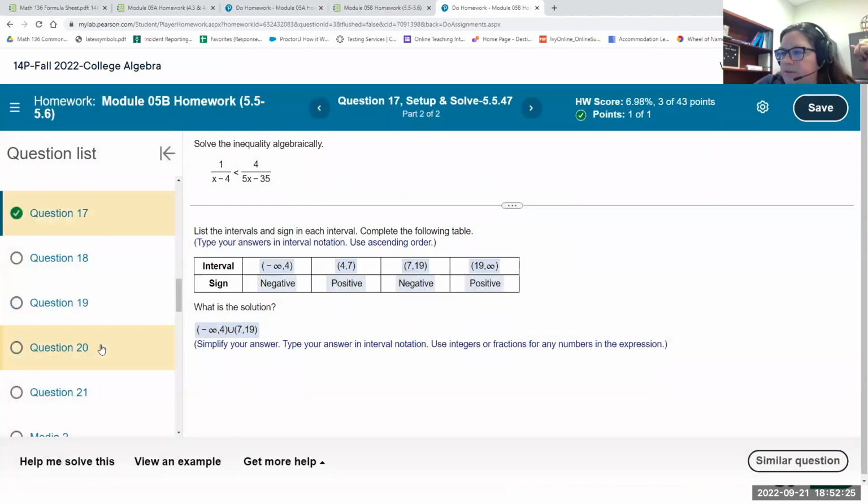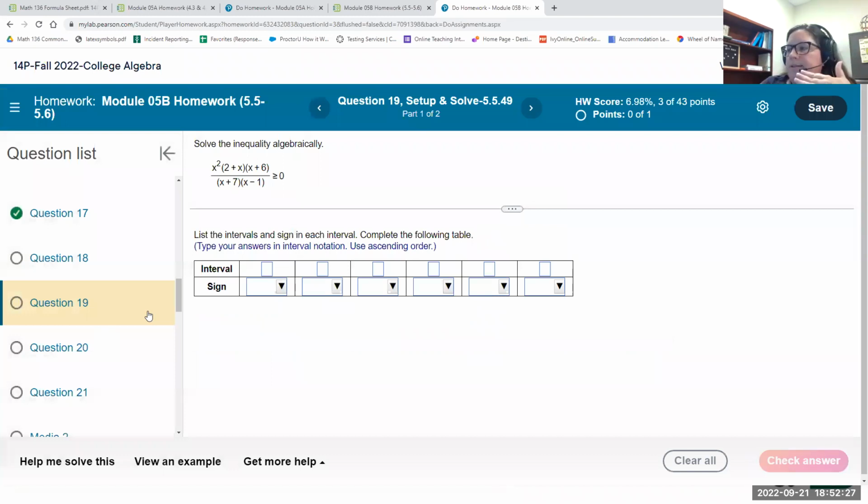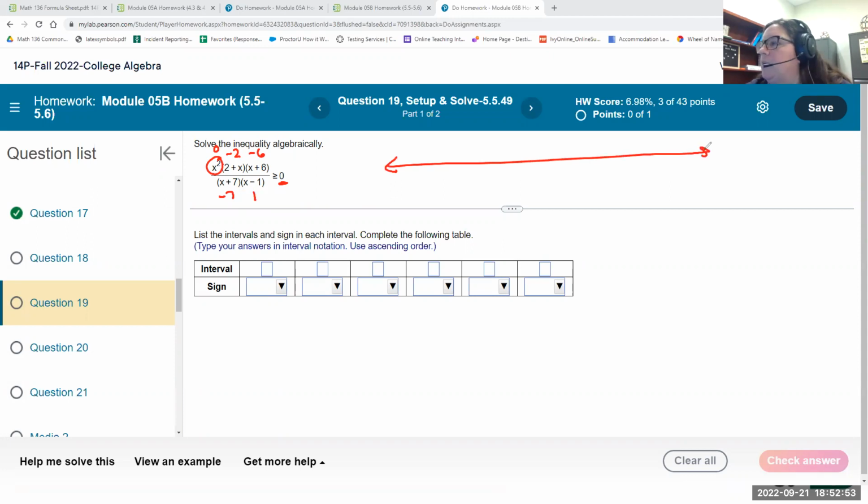All right, so number 19, similar as you set it up with these intervals. Here it's already 0 on the right side, so I don't have to do any extra calculation. I can right away say, all right, I have my x squared, so that's a 0. The 2 plus x equals 0 when x is -2. X plus 6 would be a -6, x plus 7, -7, x minus 1, 1. I need to get those in correct order on the number line. So -7 comes first, then -6, then -2, then 0, then 1.